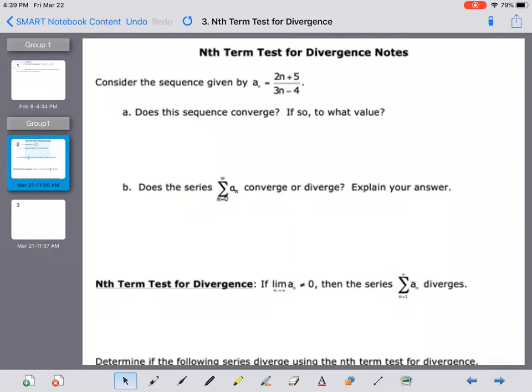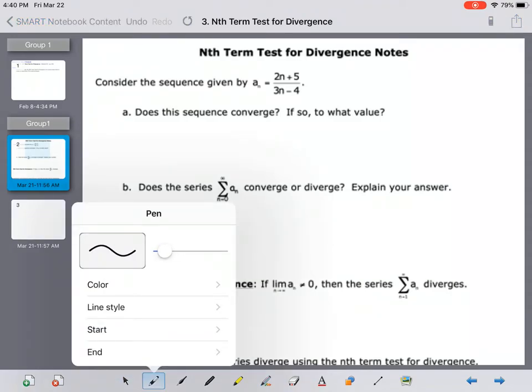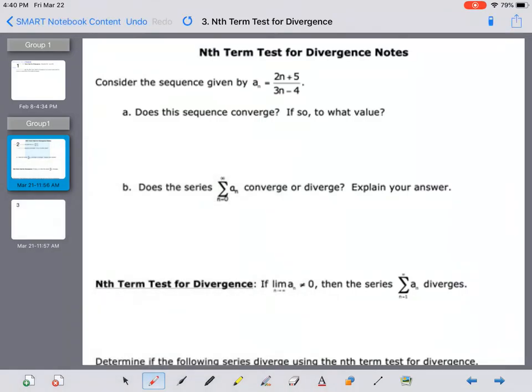Now, we talked about sequences, and really there's only one test for sequences to determine if they converge or diverge. And that's that limit test that we started talking about on Tuesday. If we take the limit of this sequence and we get a finite value, a numerical value of some sort, for instance, if we take the limit as n approaches infinity of this 2n plus 5 over 3n minus 4.